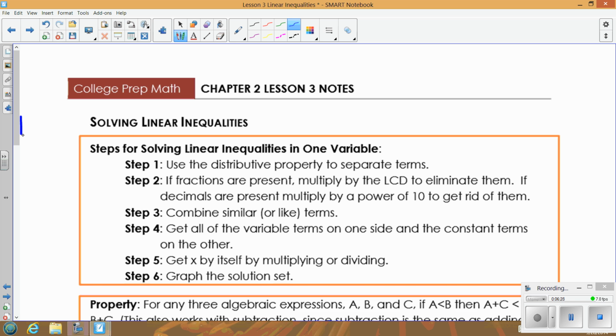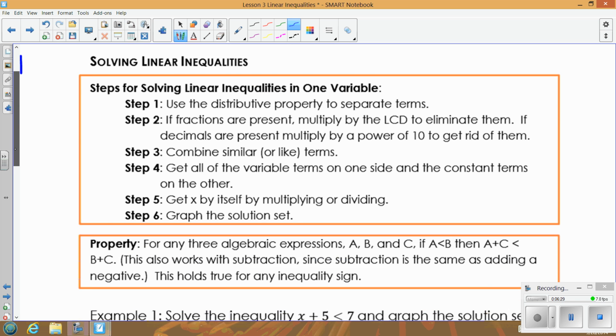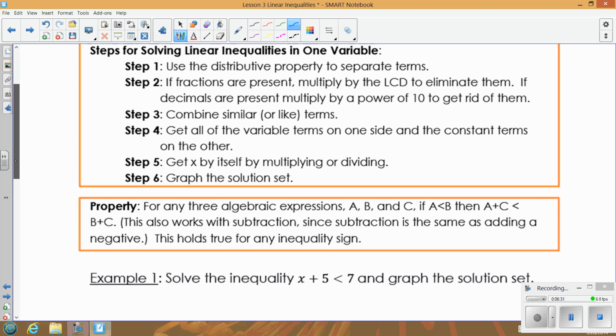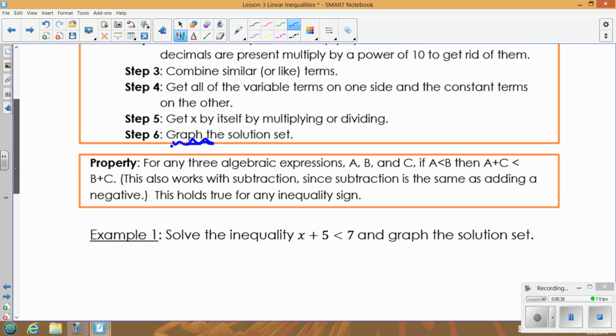Whatever you do to one side, make sure you do it to the other. And then you're going to get x by itself by multiplying or dividing. And then we're going to graph the solution set. Okay, so that's something that we're going to do with inequalities.